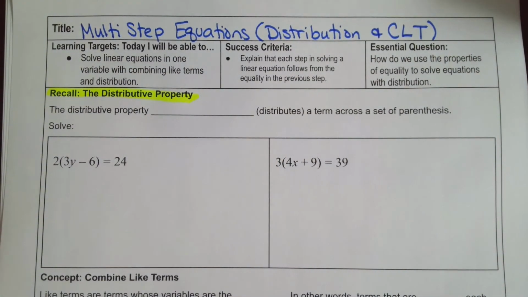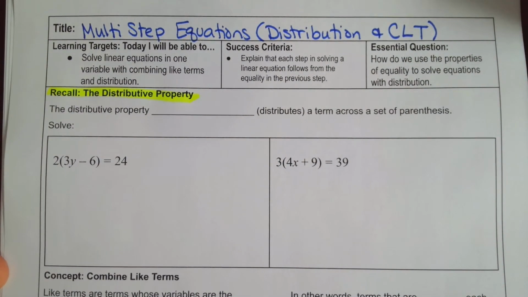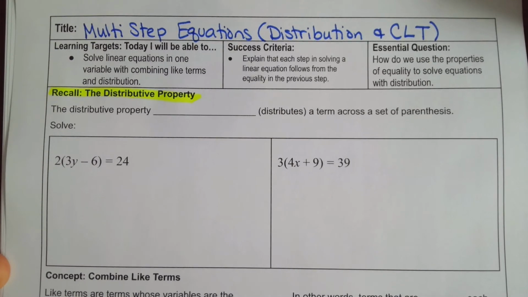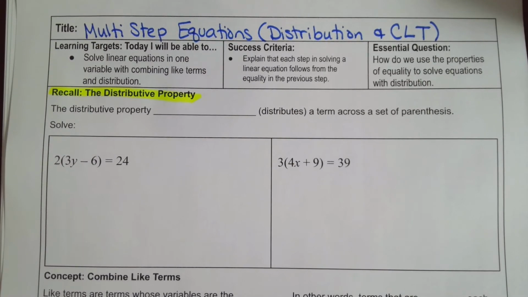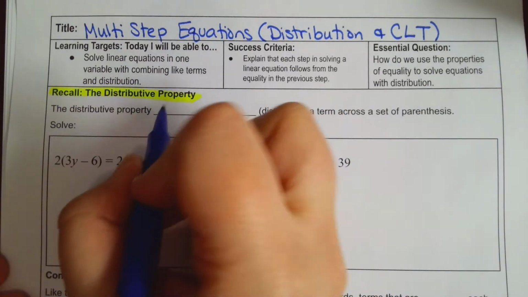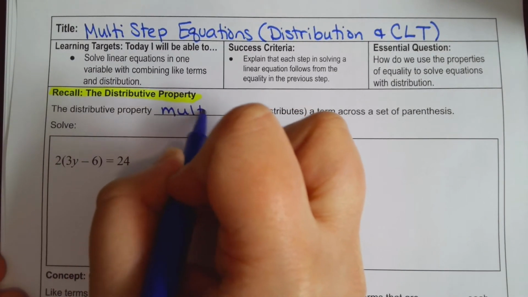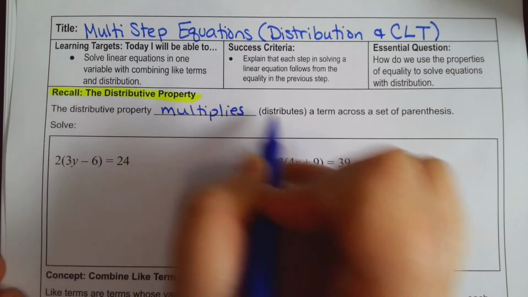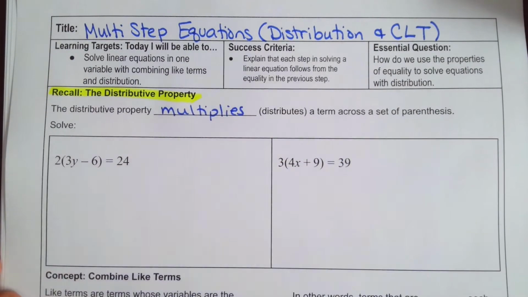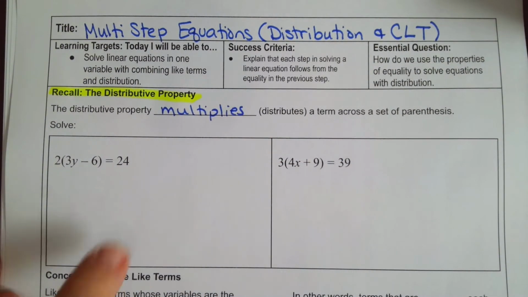But before we do that, we're going to practice what we did in lesson 3, which was the distributive property. The distributive property multiplies, also known as distributes, a term across a set of parentheses. So we have two problems here that we are going to solve.